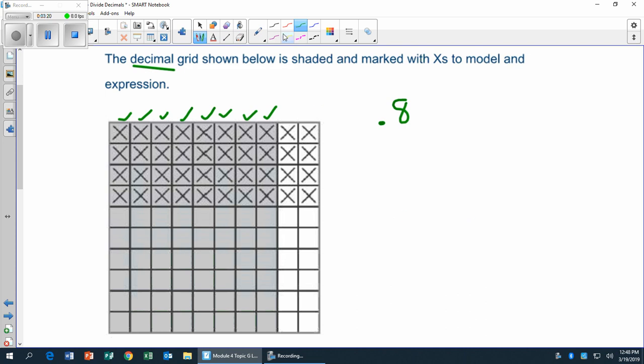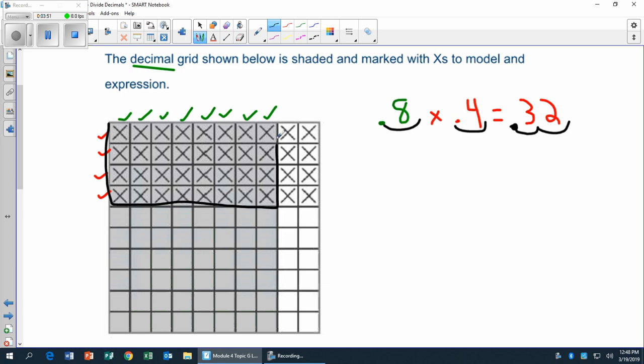And then I go from looking at that to looking at all my x's. And if I look at my x's going across, I have 4 tenths that are filled. So I'm multiplying it by 4 tenths, and I end up with 32. And I need to jump my decimal. I jump in 1 spot, 2 spots, and that shows me 32 hundredths. And 32 hundredths should match this area right here. And that's the answer to my decimal grid.